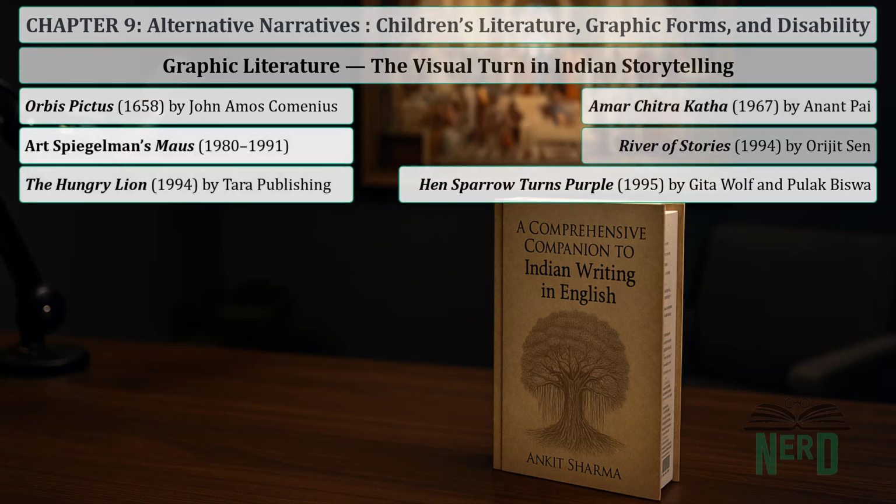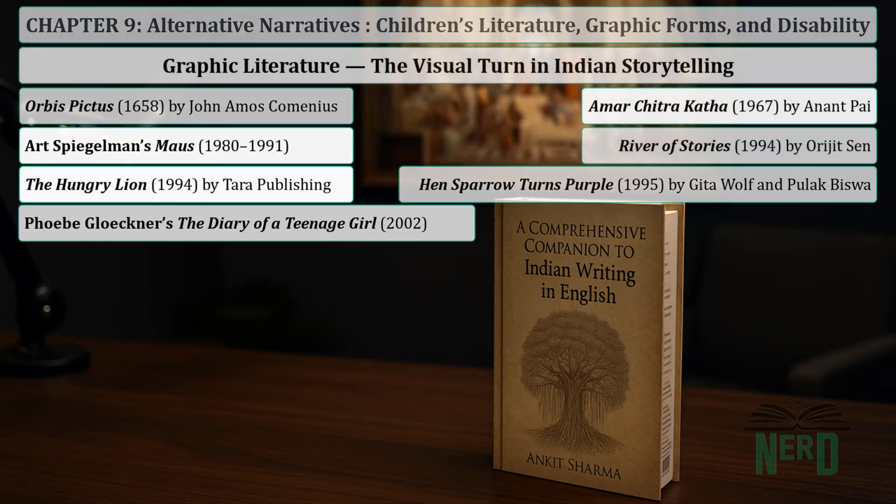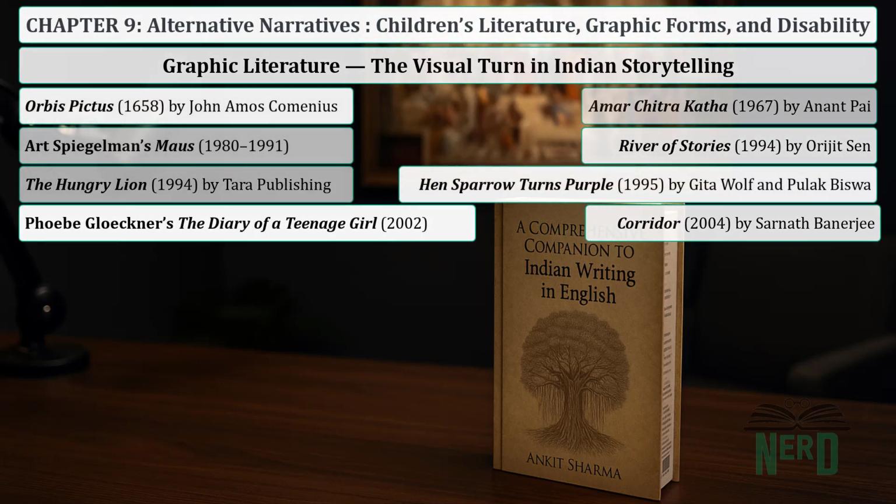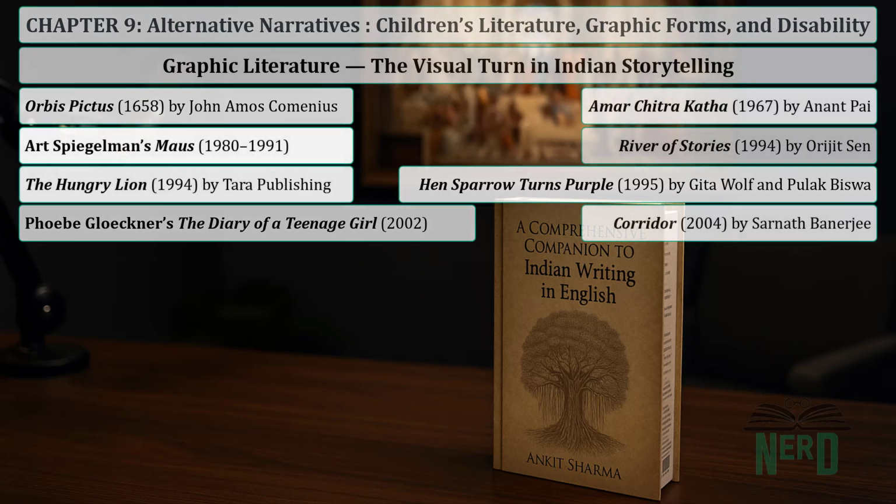In 2002, The Diary of a Teenage Girl by Phoebe Gloeckner emerged. Although based in the US, this hybrid of prose, comics, and diary entries offered a new template for exploring adolescence, trauma, and voice, an influence visible in contemporary Indian works. Two years later, Sarnath Banerjee's Corridor introduced Delhi's urban youth to the graphic novel genre. With fragmented storytelling and ironic visuals, it captured the city's philosophical restlessness.